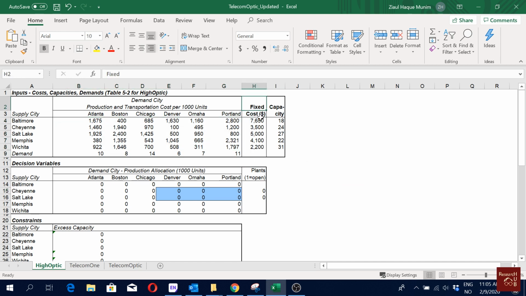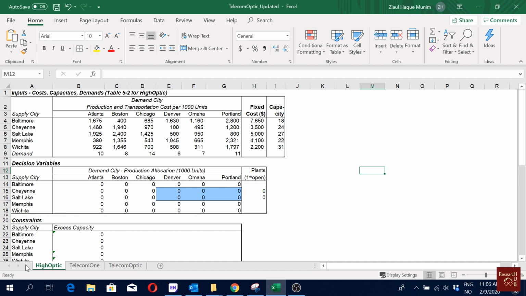And here you see we have some fixed costs. If my supply location Baltimore is open, I have a fixed cost of about 7.65 million. If this one is open, then we have about 3.5 million. So we have a fixed cost for having each of the supply locations open or closed. And this is our capacity in millions. The capacity of Baltimore is about 80 million. So this is the capacity for each of the supply locations.